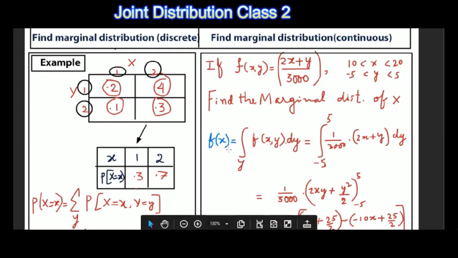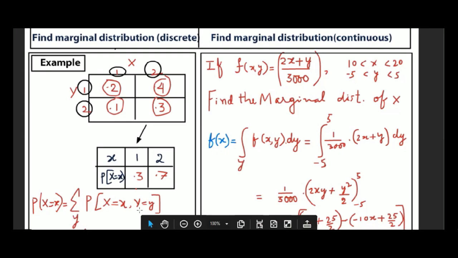Similar to this, if you see in the continuous distribution also, we just replace the summation by the integration sign. Over y is here, over y is here. And the probability mass function we have written here, or probability function, here we have the density function. That is the only difference.